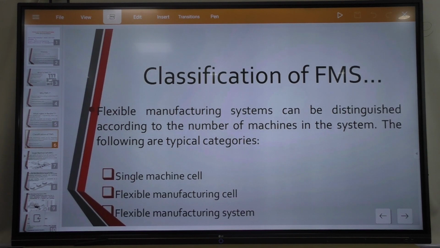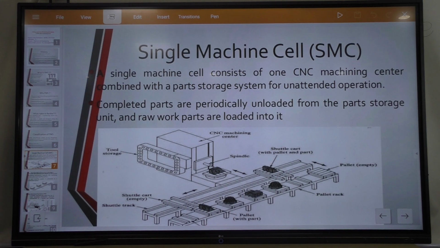Then come to the classifications of FMS. The flexible manufacturing system can be distinguished according to the number of machines in the system. The following typical categories are: first one is single machine cell, second one is flexible manufacturing cell, and third one is flexible manufacturing system. So the FMS is divided into three parts. So we will see now what is a single machine cell.